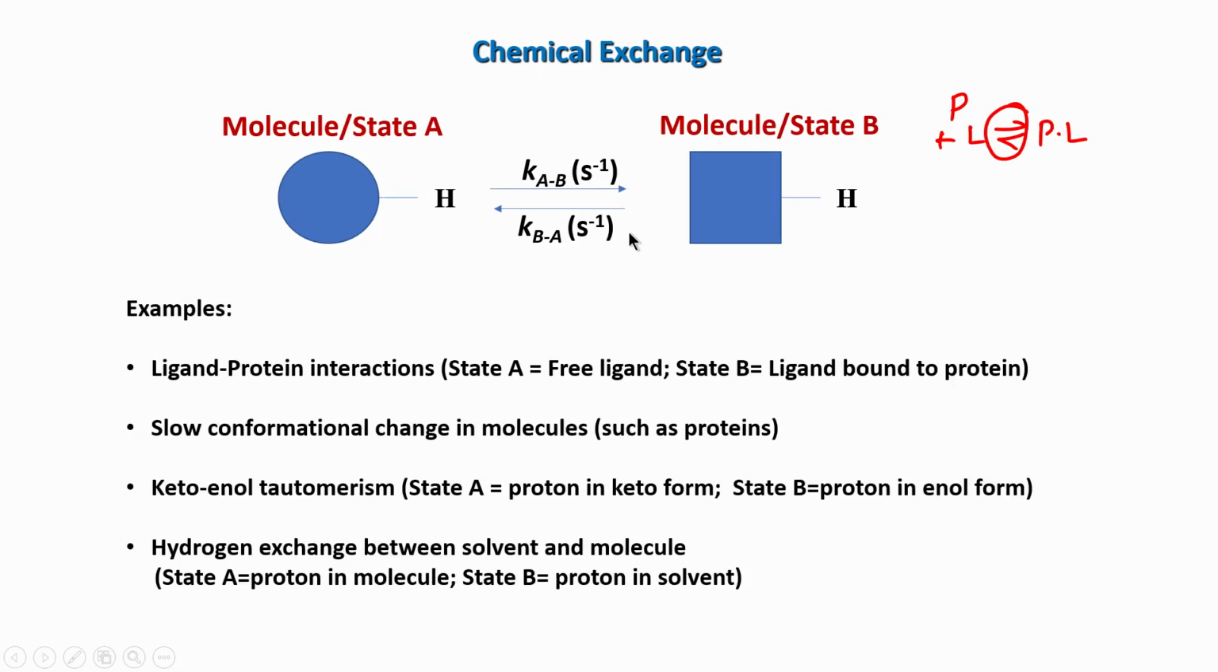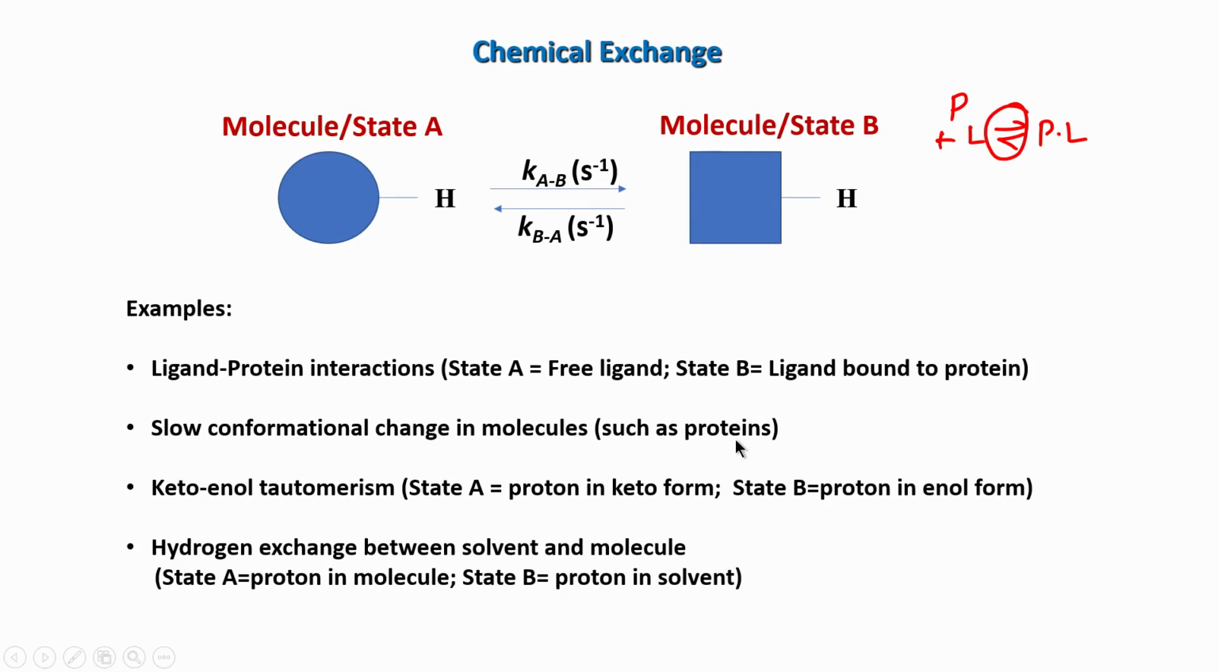So this is what is shown, the different possibilities of state A and state B. State A, for example, could be a free ligand and state B could be a ligand bound to a protein. Therefore, the ligand has two possible states and it interconverts, means it goes from one to another and back in a reversible manner. Or it could be that the protein is slowly undergoing a conformational change.